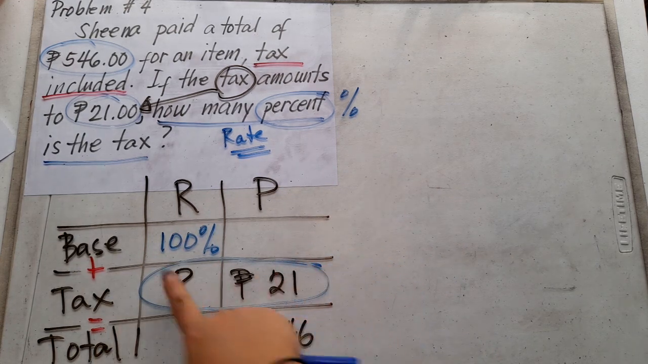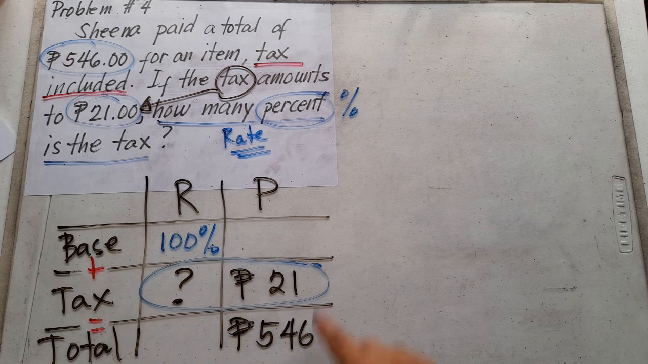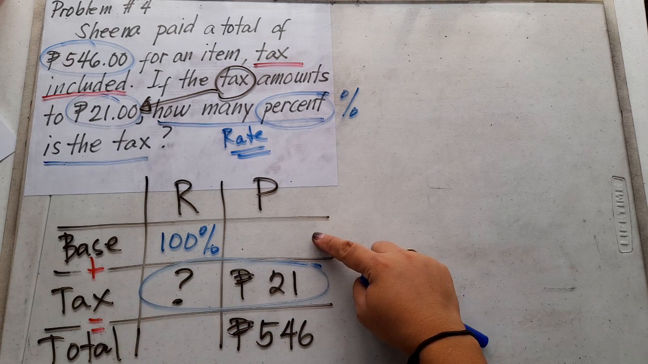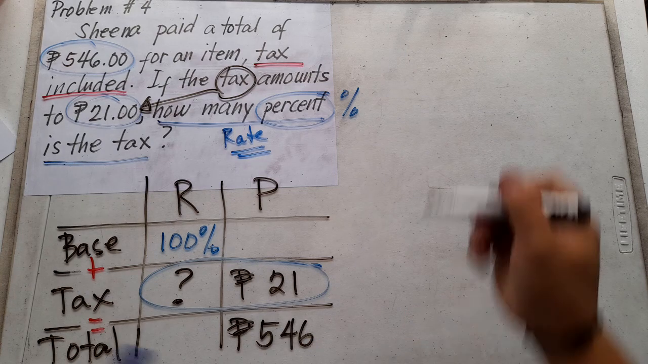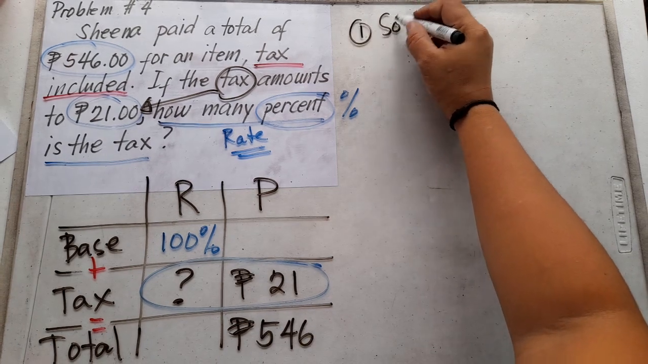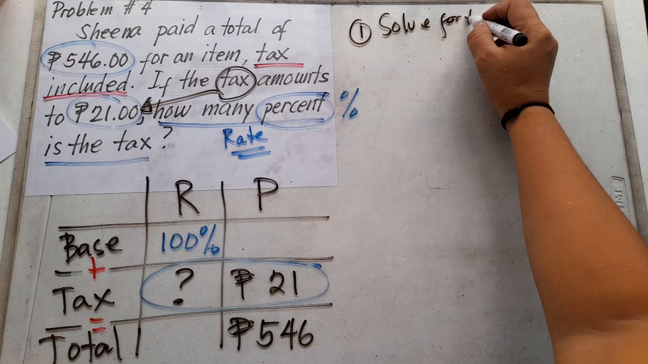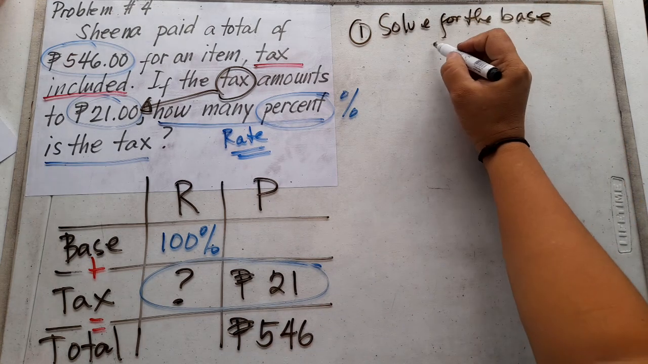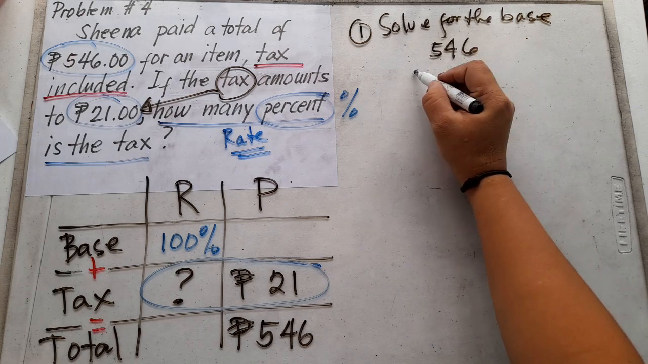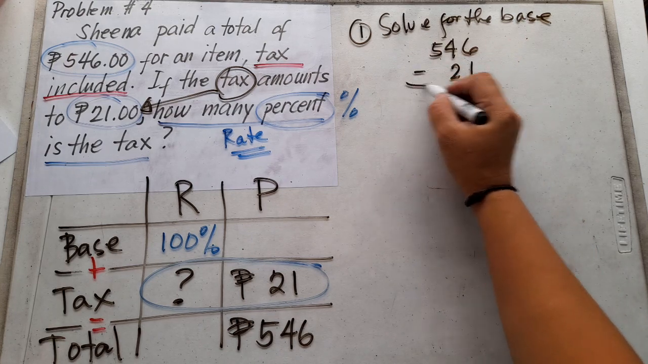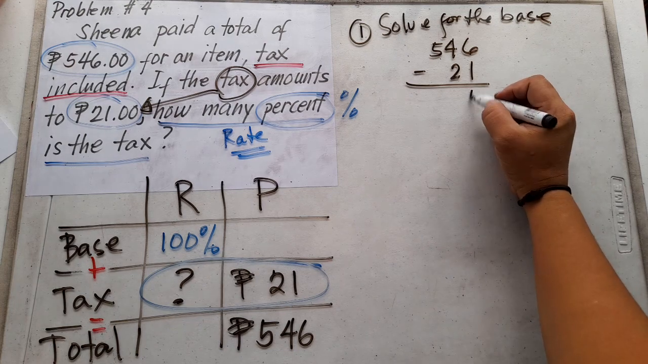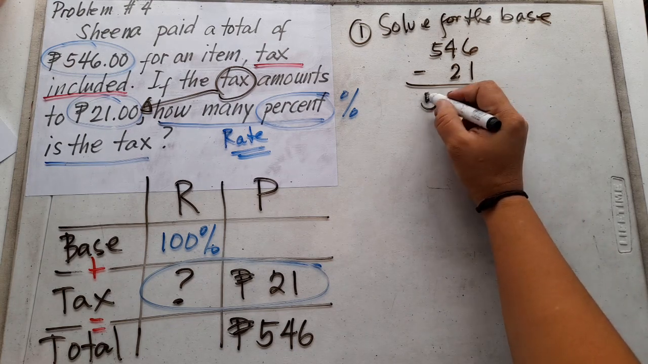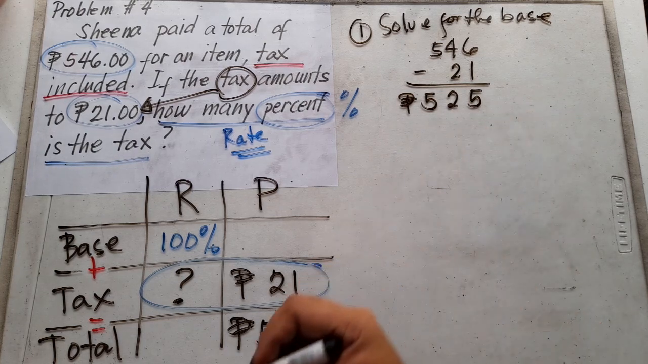So, how do we do that? It's base plus tax equals total. So, paano natin ito kukumputin? Isip. Paano yan? Okay, magsasubtract tayo. Okay, so our first part will be to solve for the base. And how do we do that? We get 546 less 21. Okay? So, we'll have 525 pesos.